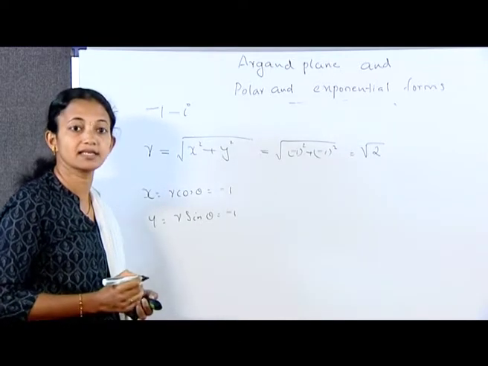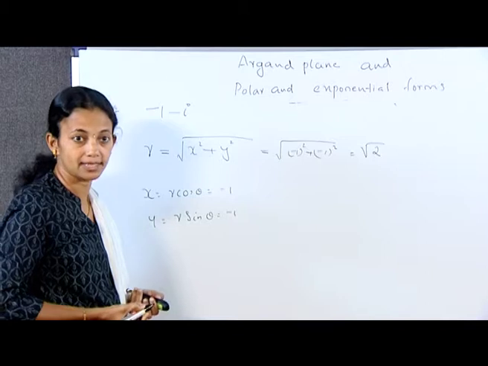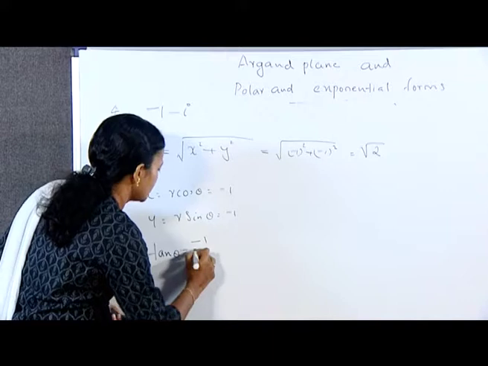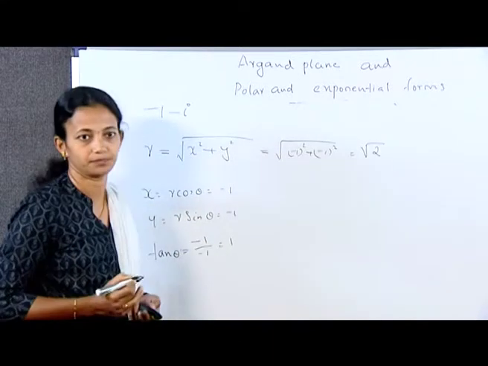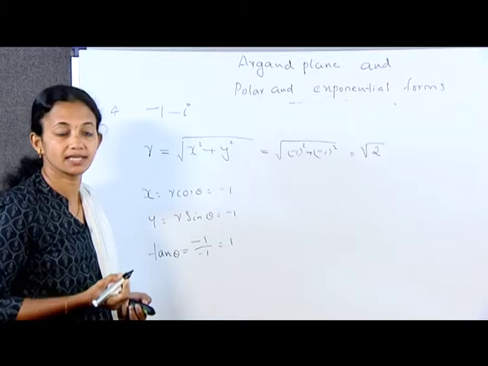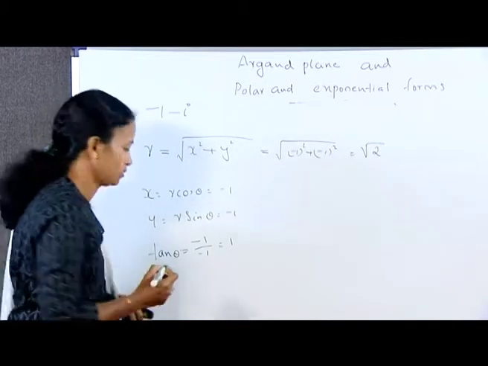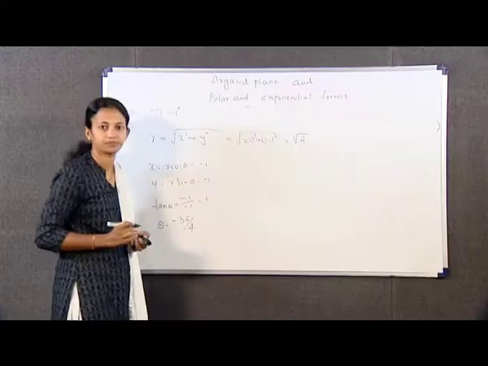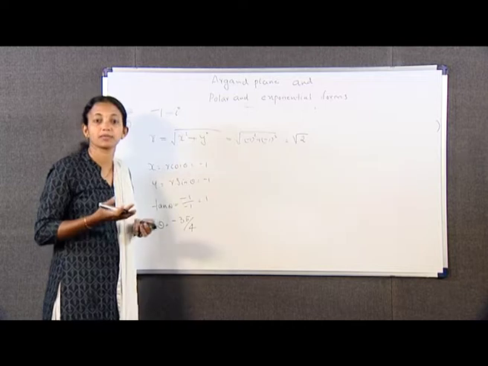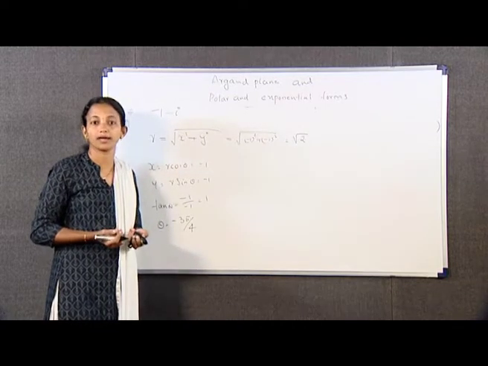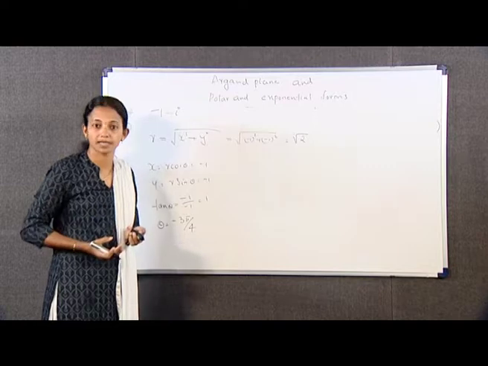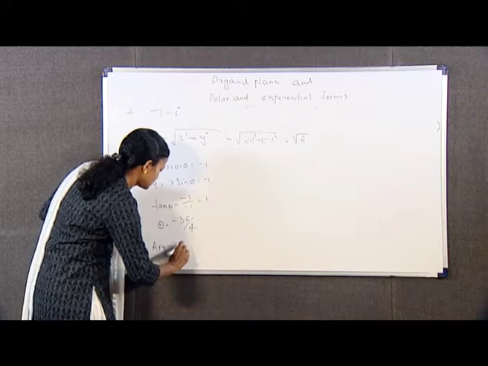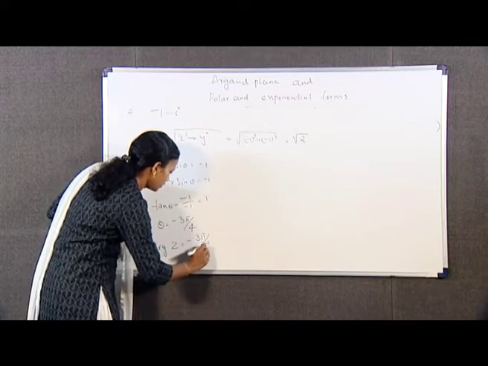So, it lies in the third quadrant, and hence tan theta is equal to minus 1 by minus 1, which is equal to 1, which gives the value theta is equal to minus 3 pi by 4. As minus pi is less than minus 3 pi by 4, which is less than or equal to pi, the principal amplitude is argument of z is equal to minus 3 pi by 4.